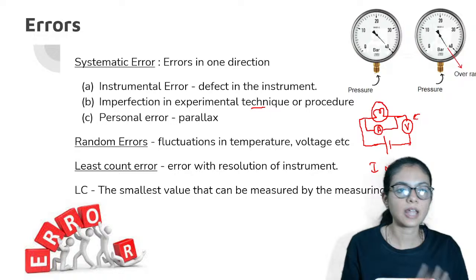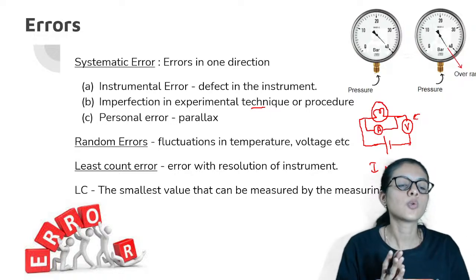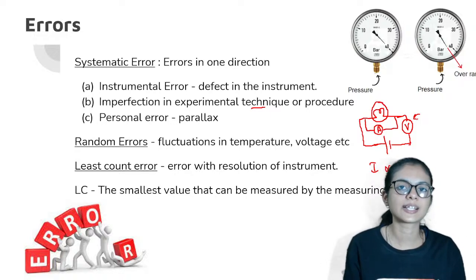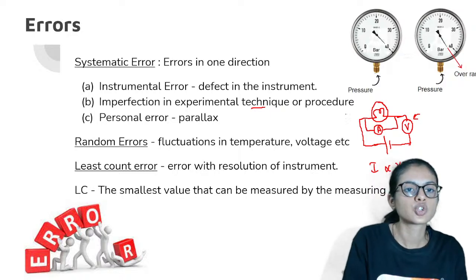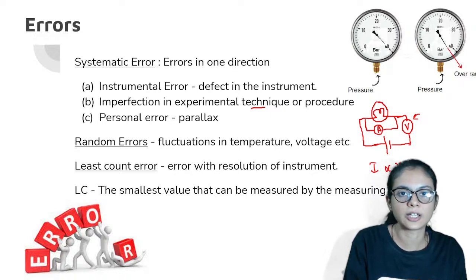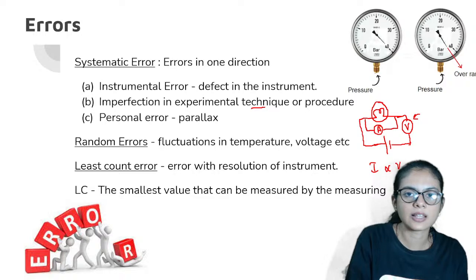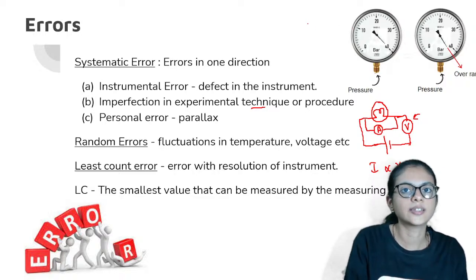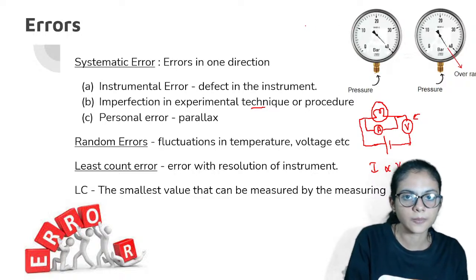Personal error, I had left it, so let me tell you. What is personal error? The example for that is the parallax method. What is parallax? When you perform these experiments in the lab, you'll understand this chapter in more detail, practically, rather than studying it as theory.